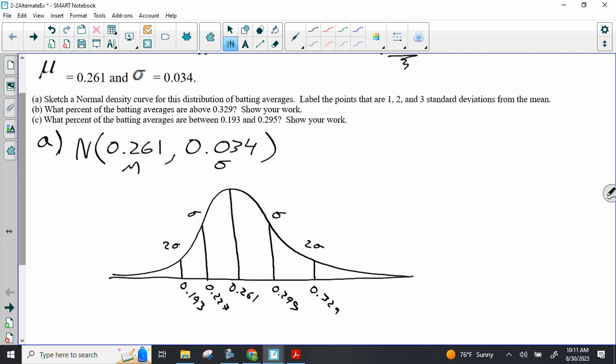Last one we need to do is 3 standard deviations above and below the mean. So again, I'm going to add another standard deviation, 0.329 plus 0.034, 0.363 up here. And then 3 standard deviations below my mean is going to be 0.193 minus another standard deviation of 0.034 or 0.159. And there we go. That is what the distribution of batting averages looks like.